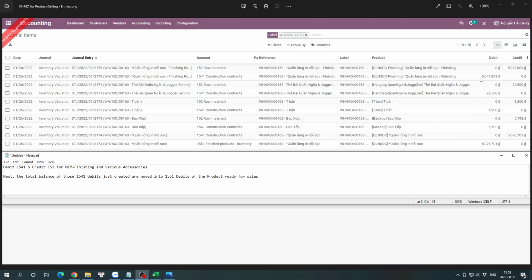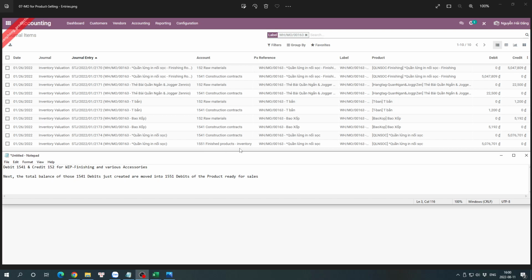So you have 5,022, 1,200 and 5,100. All these numbers add up would give you this number, 1,076,701. So put it this way, you're moving value to 1541, and then at the end, after you debiting all these total amounts, you credit that 1541 and you move all that value to a new account 1551, finished goods inventory.